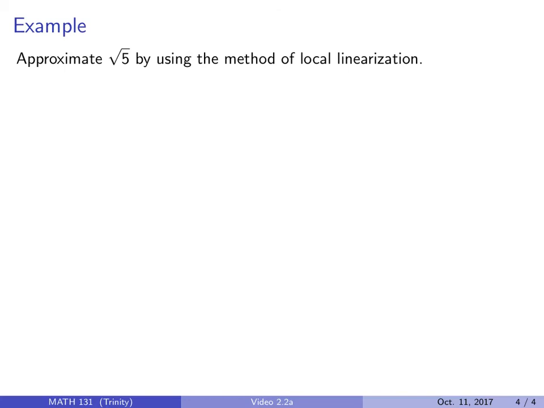First we need to pick our function and a point to find the tangent line at. The way to do this is to replace the number here with an x. So the function I'm going to be working with is f of x equals the square root of x. Then to find the point, we want something close to 5 where we know the function value. 4 seems an obvious choice, because it's close to 5, and f of 4 is just the square root of 4, which is 2.